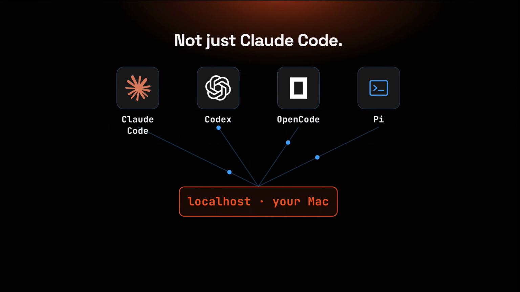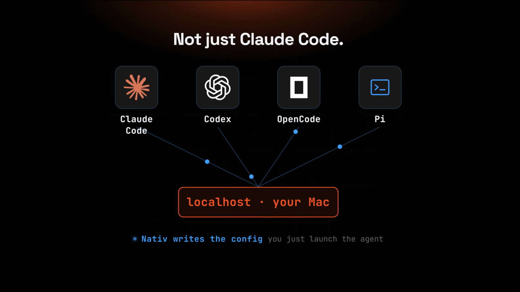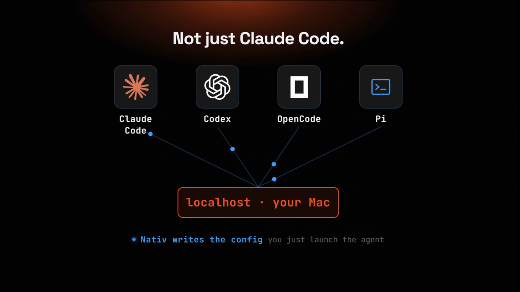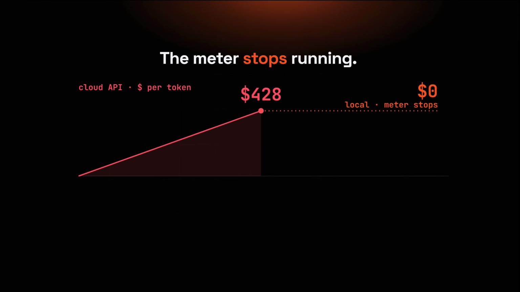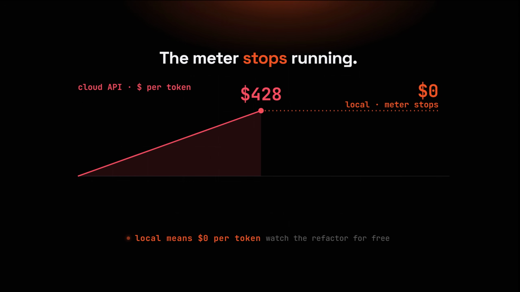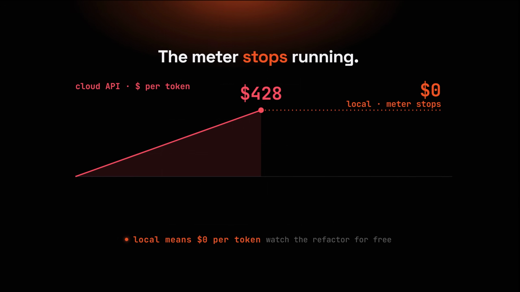Codex, Pi, Hermes, OpenCode, Native writes the config and launches each one against your local model. Your whole edit run fix loop, the part that burns the most tokens, now runs on hardware you have already paid for. If you have ever watched an API bill climb during a long refactor, every retry, every huge file, every do-over costing real money, that one capability is the whole reason to take this seriously. Local means the meter stops running.